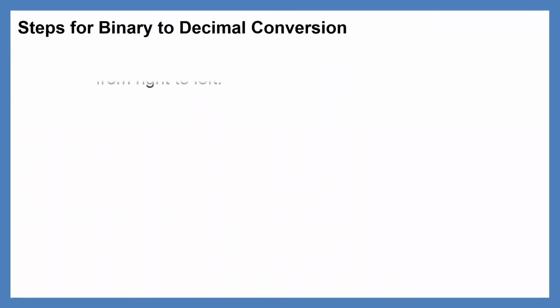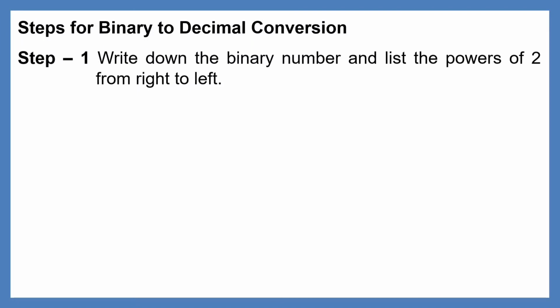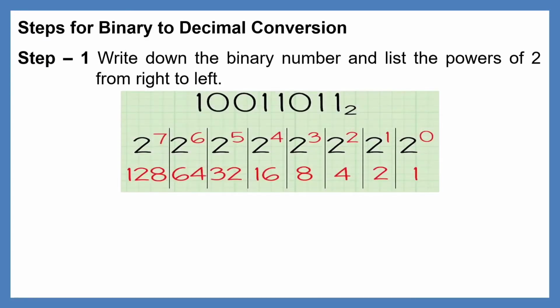Next, we have the steps for binary to decimal conversion. This is converting binary numbers into decimal, the vice versa of decimal to binary. So step 1, you're going to write down the binary number and list the powers of 2 from right to left. So in this process you write the powers of 2 from right to left.